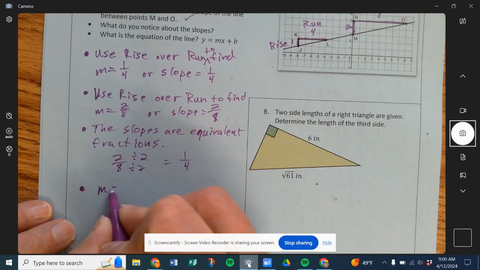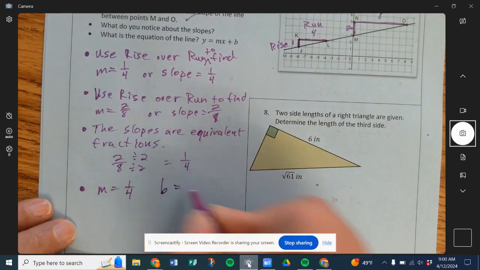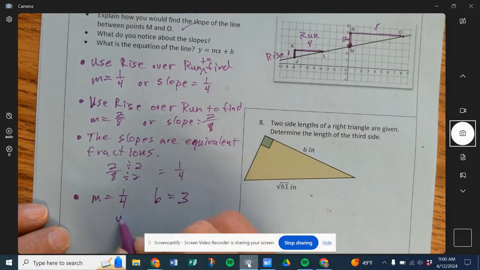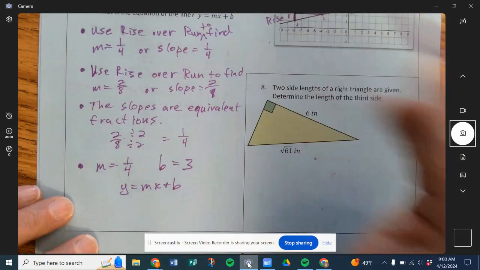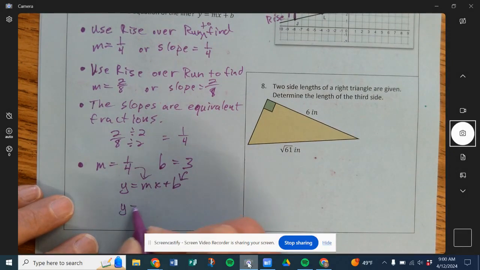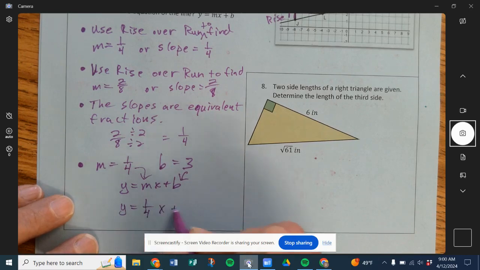And what is the equation of the line? Well, our slope is 1/4. We already know that. Our b value is where the line crosses the y-axis right there. It happens to be 3, right? And our formula is that y equals mx plus b. We just take that 1/4 and that 3 and plug them in. So it becomes y equals 1/4 x plus 3.